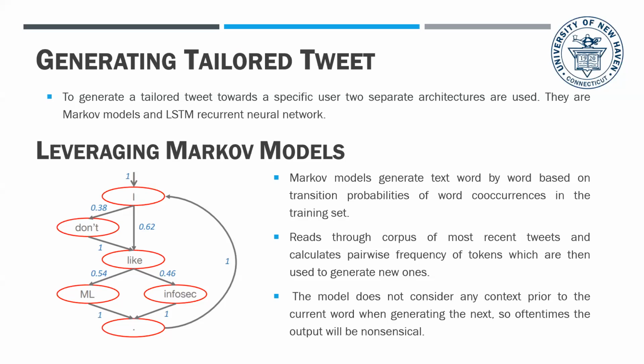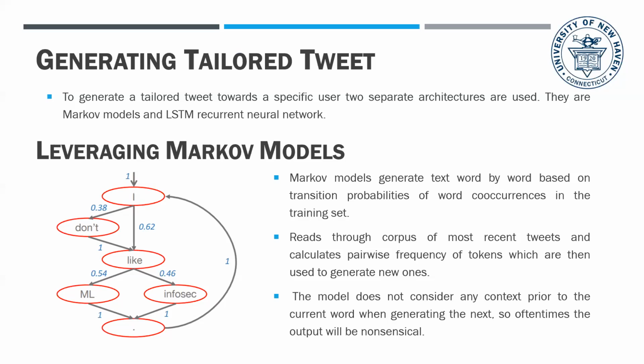Generated tailored tweets. Two models are used to generate a specific tweet with a user's most frequently posted content, and they are Markov models and LSTM, a recurrent neural network. The Markov model generates tweet text word by word based on transition probabilities of word occurrences in the training set.